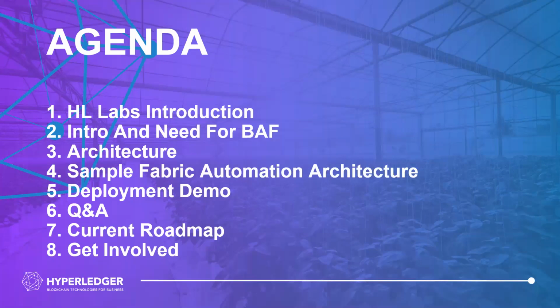Post that, I'll hand it over to my colleague, Shaunak. So Shaunak will take you through the architecture, the sample fabric automation architecture that we have. Then we'll take you through the deployment demo, and we'll pause for Q&A. Though we have a separate section for Q&A, if you have any questions, please post them on the chat, and we'll be happy to address that. Once we have done all the introduction, we'll also want to take you through how our current roadmap looks like, what are the key features we are working on, where we really want more people to come and contribute, or suggest additional features. So how to get more involved.